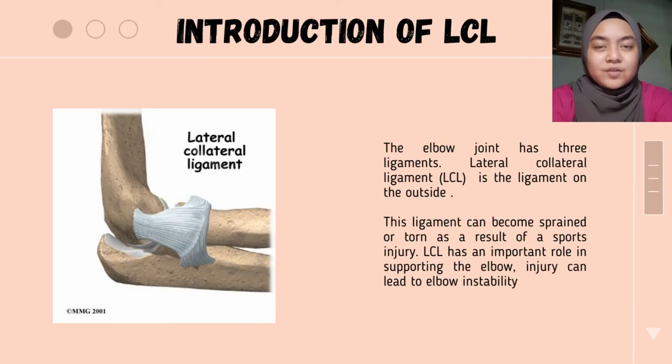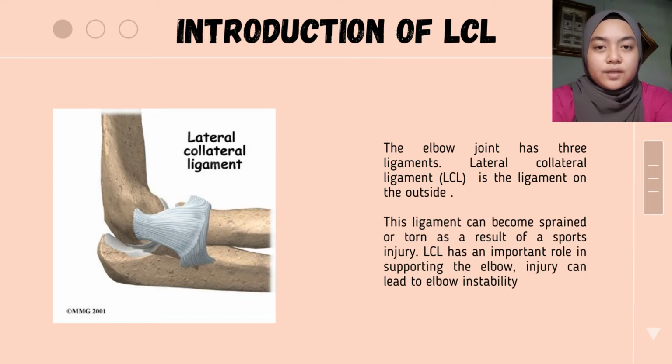The elbow joint has three ligaments that connect the upper and lower arm and provide stability and range of motion. The lateral collateral ligament of the elbow is the ligament on the outside of the elbow and not to be confused with the LCL in the knee. The LCL in the elbow is sometimes also called the radial collateral ligament, which is RCL.